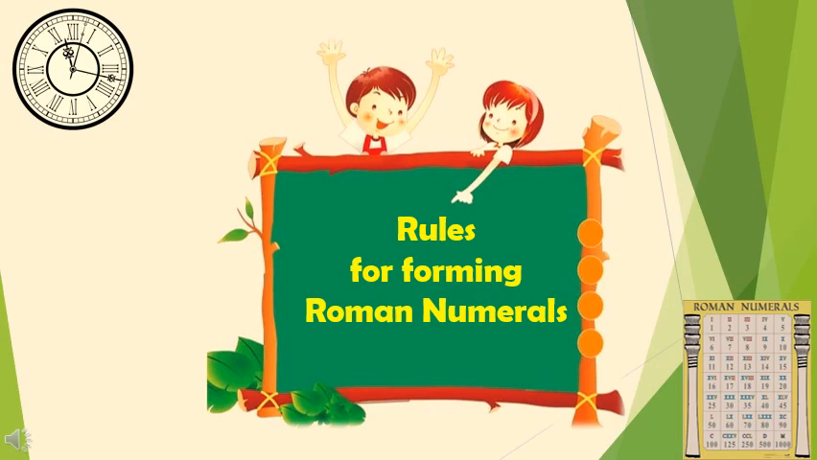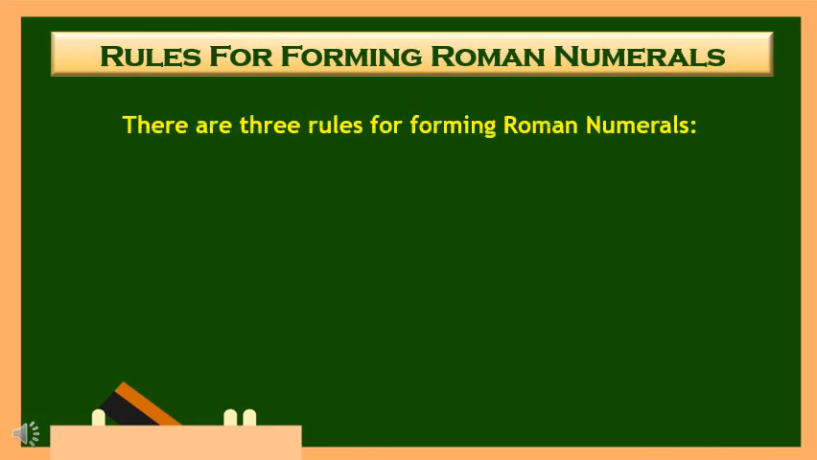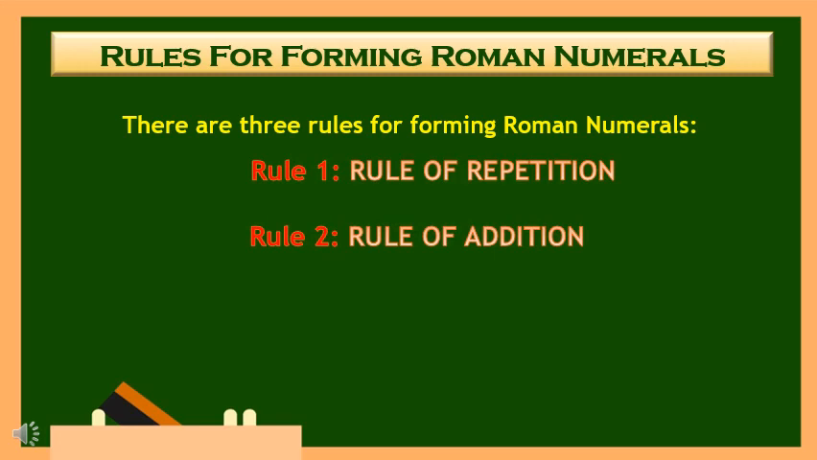Using these 7 symbols, any Roman numeral can be written by following certain rules. There are 3 rules for forming any Roman numeral. Rule number 1 is the rule of repetition, rule number 2 is the rule of addition, and rule number 3 is the rule of subtraction. Let us see each of these rules one by one.